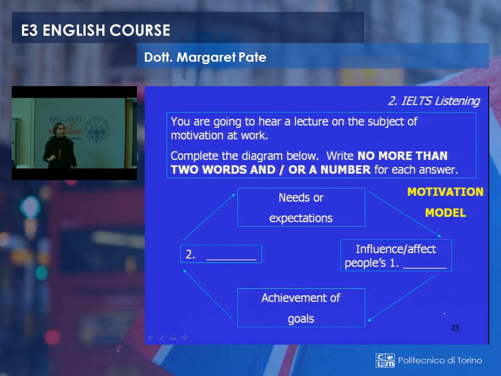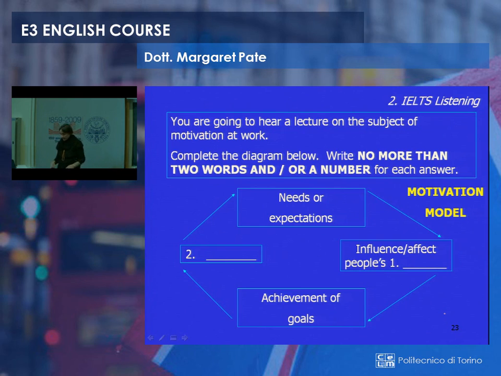So that's important to remember, the number of words. Then, if you're looking at the diagram, you need to see what the other information on that diagram is, so you get an idea of what you need to complete. So, there are 2 boxes, needs or expectations. The other one, achievement of goals. What does it mean? Achievement of goals. Raggiungimento degli obiettivi. All right? Achievement of goals. Reaching your objectives. Influence or affect people's something. And then the other one, number 2. Okay? So we've got an idea of what we're going to hear.